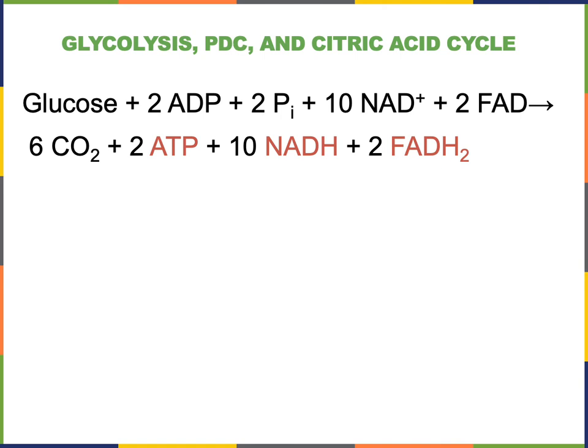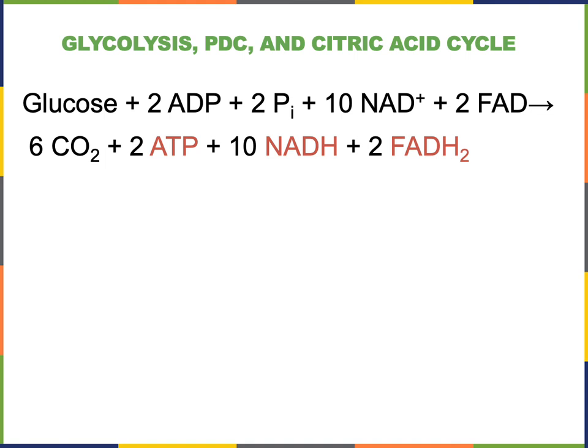To summarize, at this point in aerobic cellular respiration, one molecule of glucose entered glycolysis and was converted into two molecules of pyruvate. In the process, two molecules of ATP were generated and two molecules of NADH were generated. Then each molecule of pyruvate entered the pyruvate dehydrogenase complex, which produced two more molecules of NADH and converted pyruvate to acetyl coenzyme A.